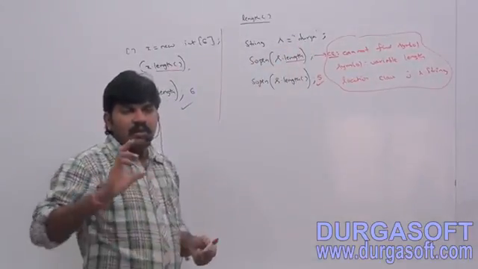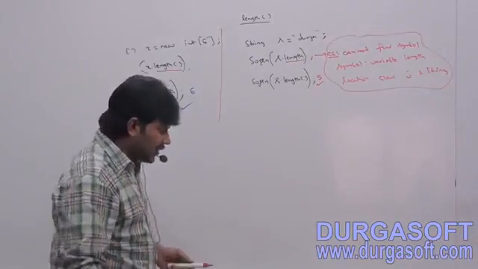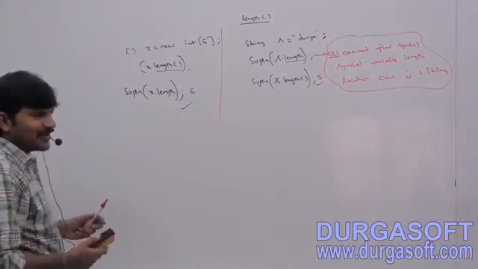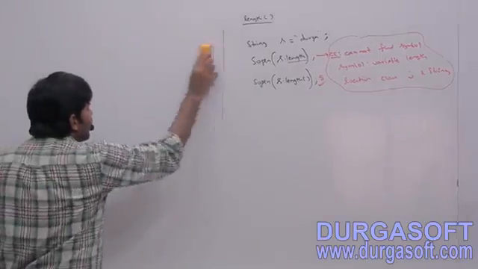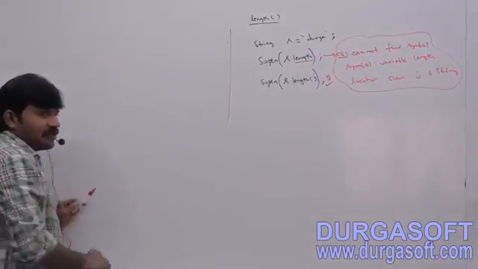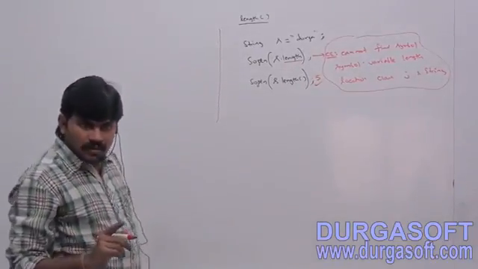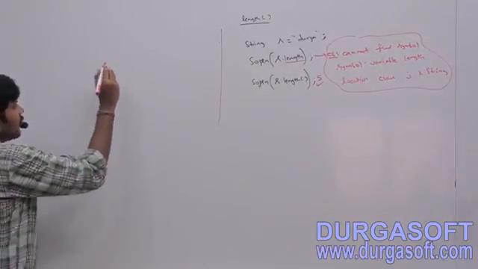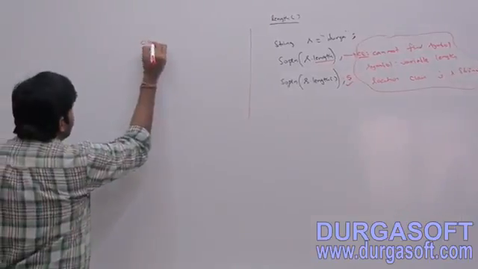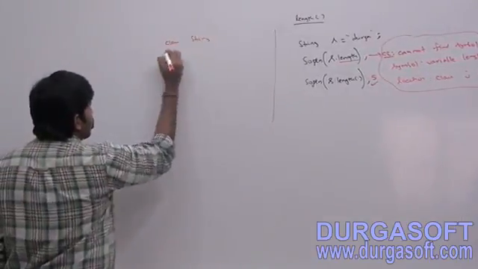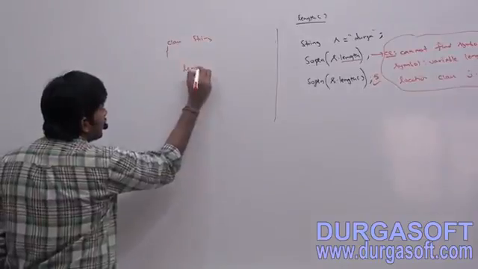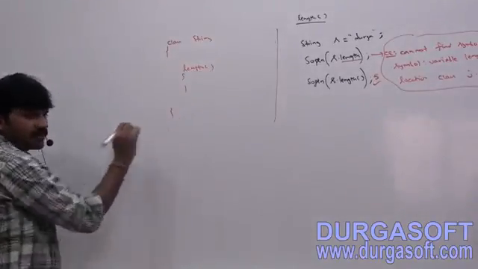Can I use the term length method is a final method? Length variable is final, but length method is a final method. Yes. Because the length method is present in which class? String class. Length method is present in the string class. Correct or not? String class.